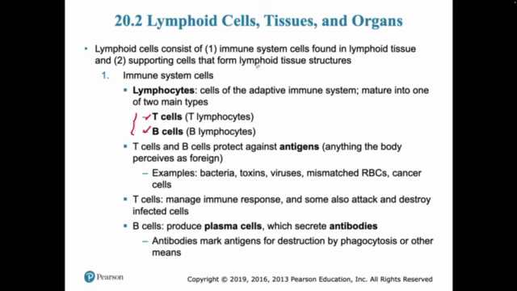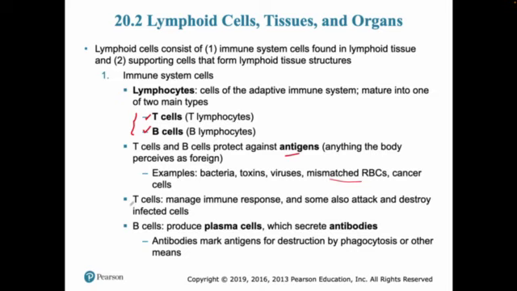Now, what do T and B cells do? T and B cells protect against antigens. An antigen is something that is perceived as a foreign substance in our body, for example a bacteria, virus, toxin, cancer cell, or mismatched RBC. These are all antigens. So T and B cells protect us against these antigens, and they work very specifically.